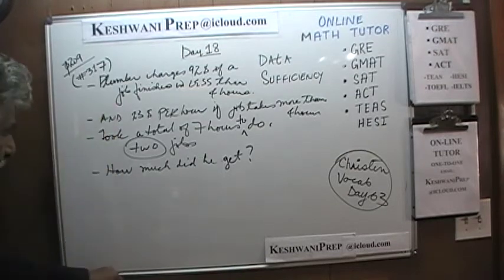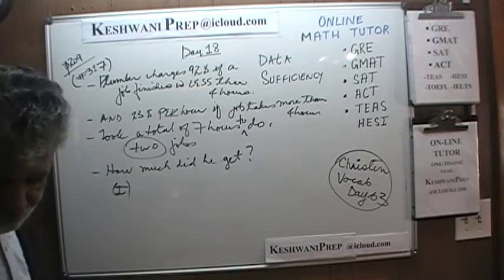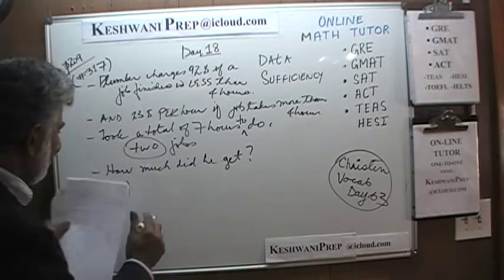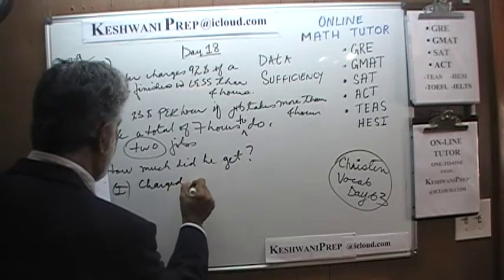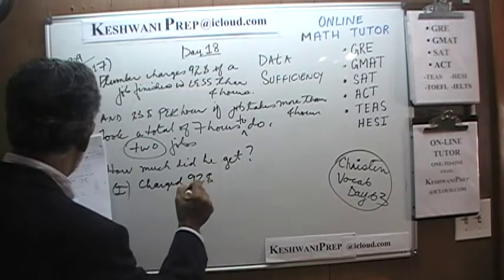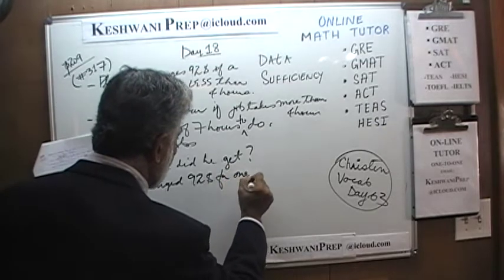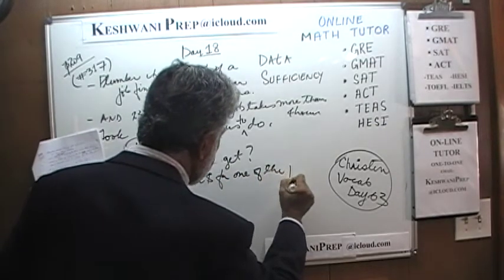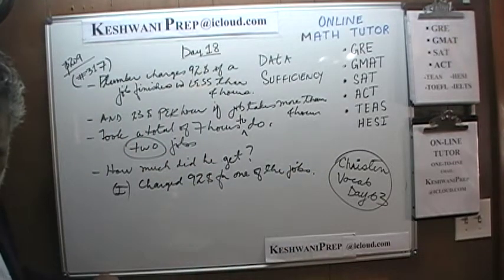Let's see what they tell us. Let's put it on the top there, or maybe we can put it here. We still have room. Let's see what statement one tells us. Statement one tells us that he charged $92 for one of the jobs. He charged $92 for one of the two jobs.